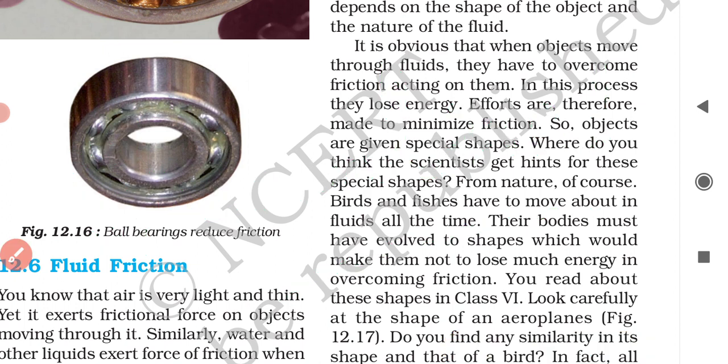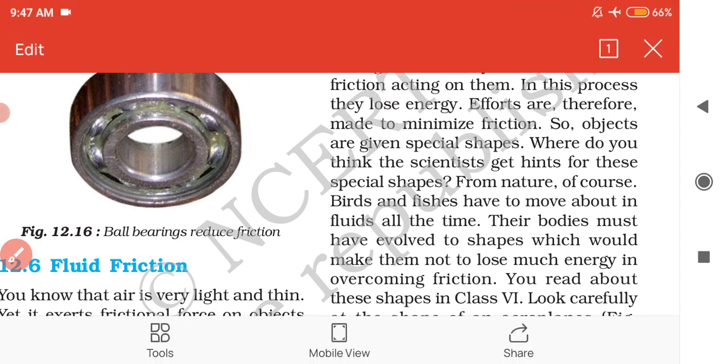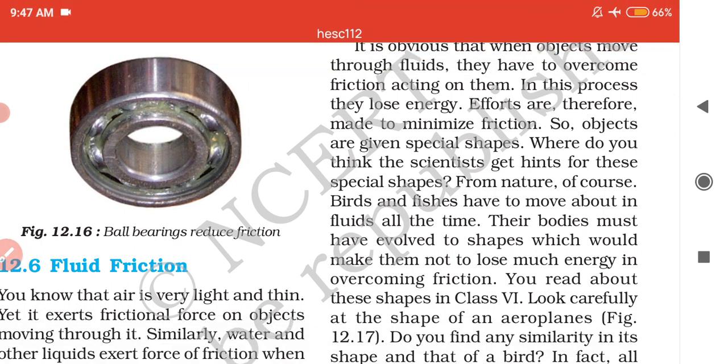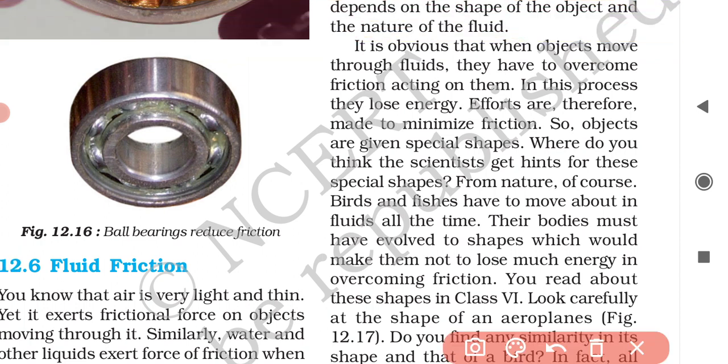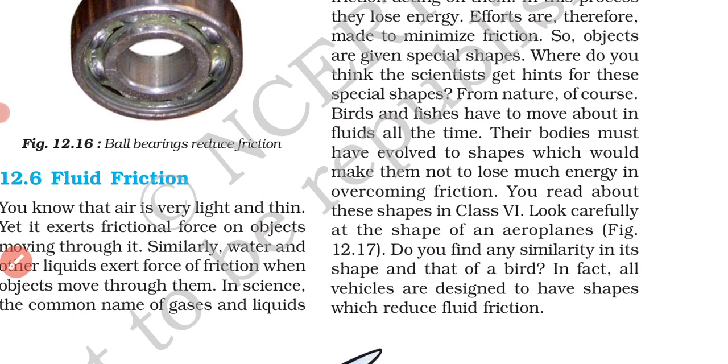Their bodies, the birds and fish, have to move about in fluids all the time. So their bodies must have evolved to shapes which would make them not lose much energy in overcoming friction when they are moving in fluids. Their bodies are designed in such a way by nature, and in that way they overcome the friction.